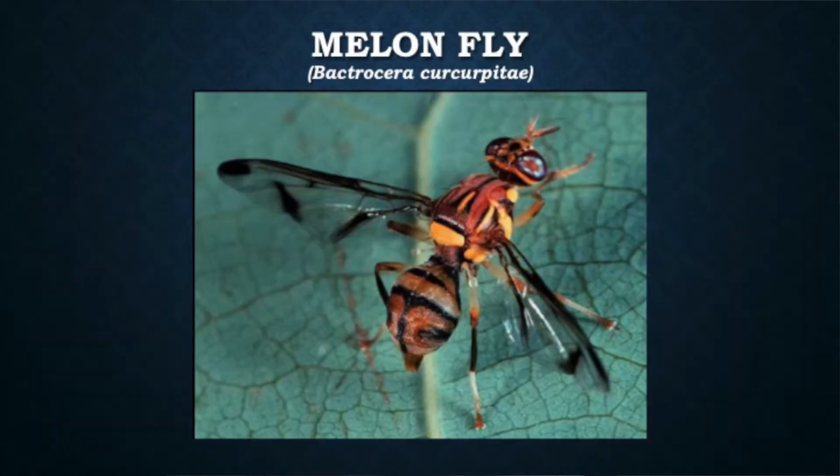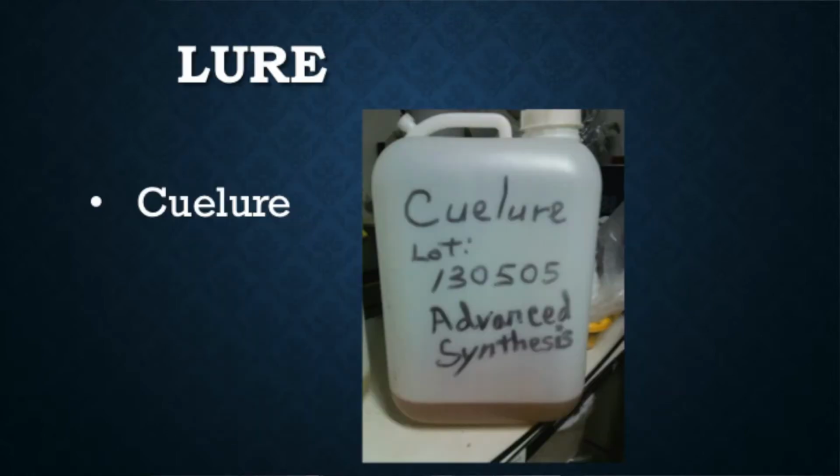And lastly, the melon fly. It is the only fly out of the three that is present in the CNMI right now. It is originally from the Indo-Malayan region. It is slightly larger than a housefly. And for our lure, to attract it to our traps, we use Q lure.